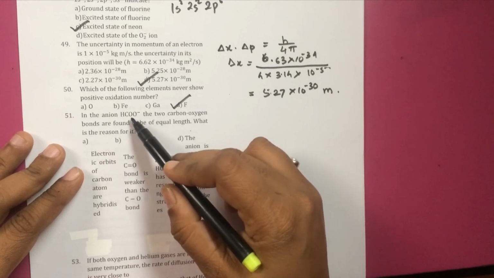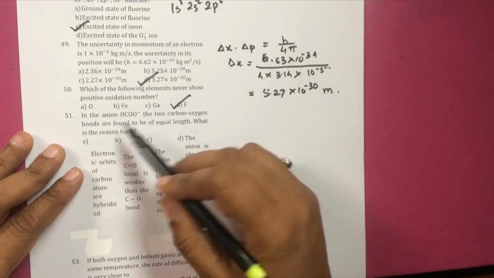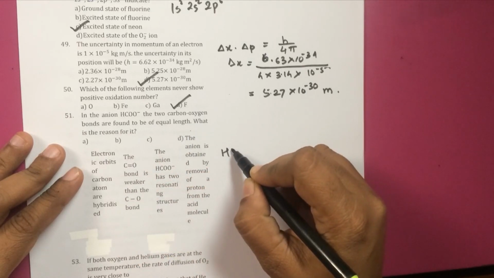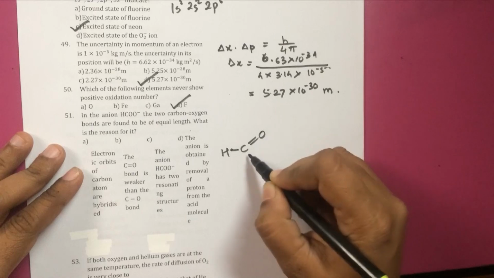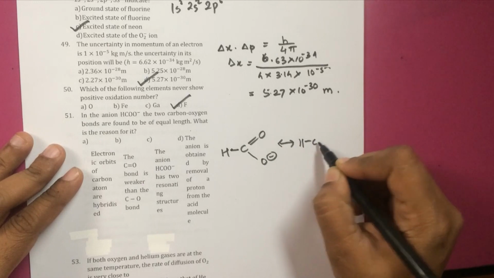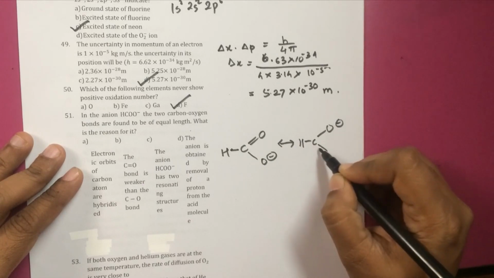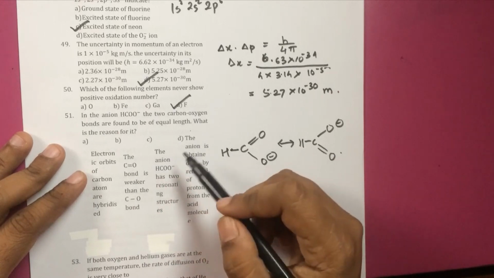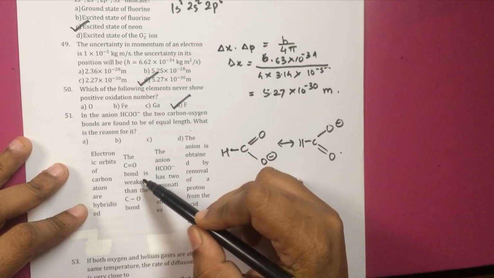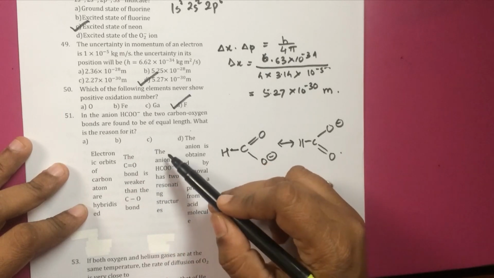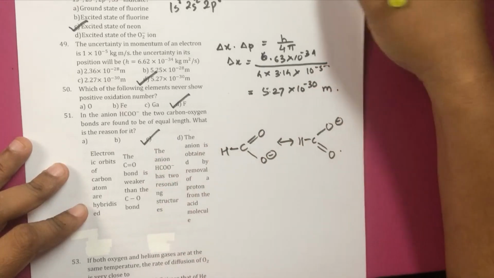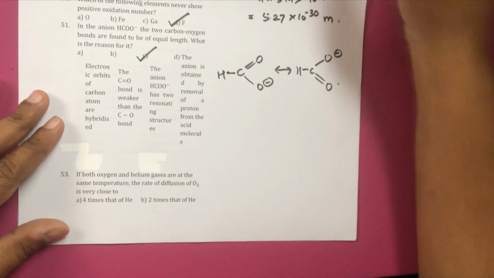In the anion HCOO minus, the 2 carbon-oxygen bonds are found to be equal in length. If we talk about H-C double bond O minus, these 2 CO bonds have equal length. The reason behind this structure is the resonating nature. The electronic orbitals of the carbon atom are hybridized. The C double bond O bond is weaker than the CO bond. The anion HCOO minus has 2 resonating structures. So therefore option C.